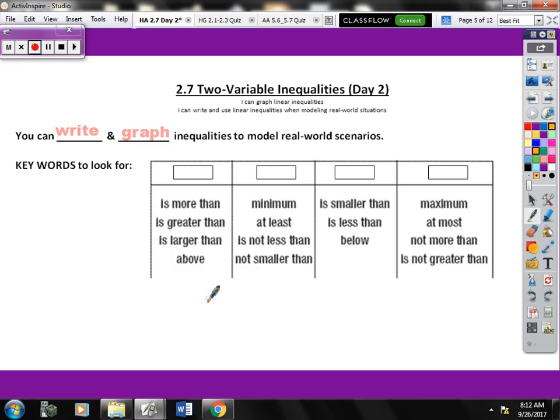And that symbol would represent all of these phrases. So is more than, is greater than, is larger than, above. This one kind of gives it away. Greater than is just a greater than symbol.